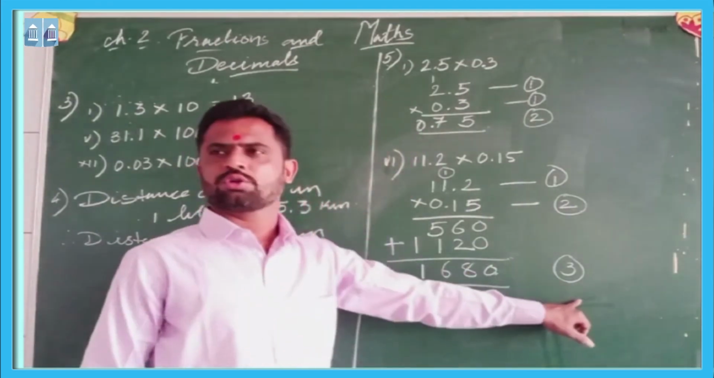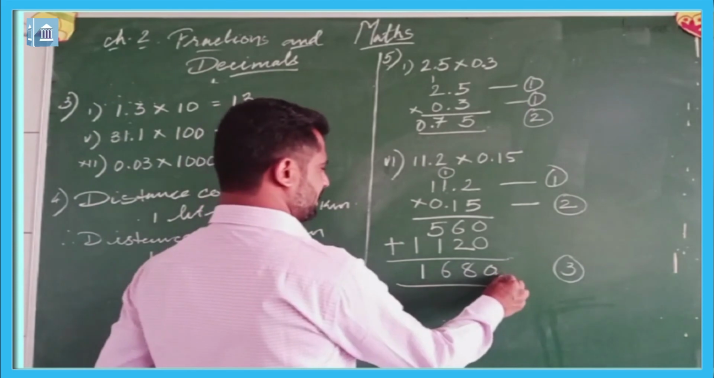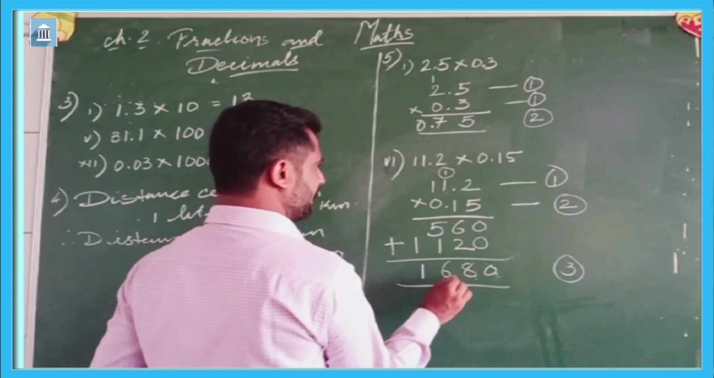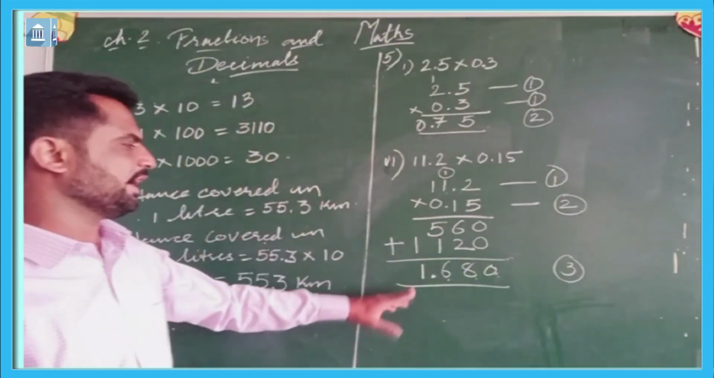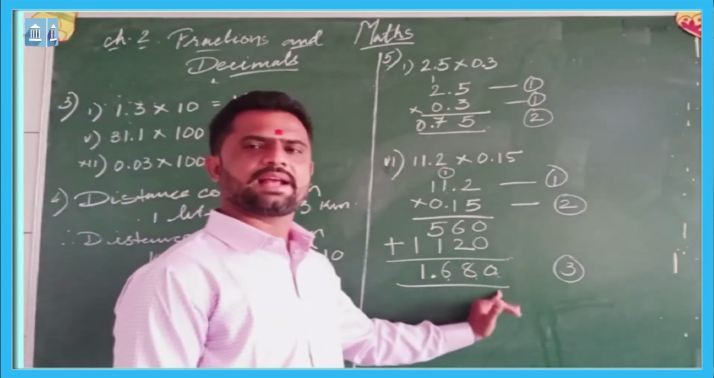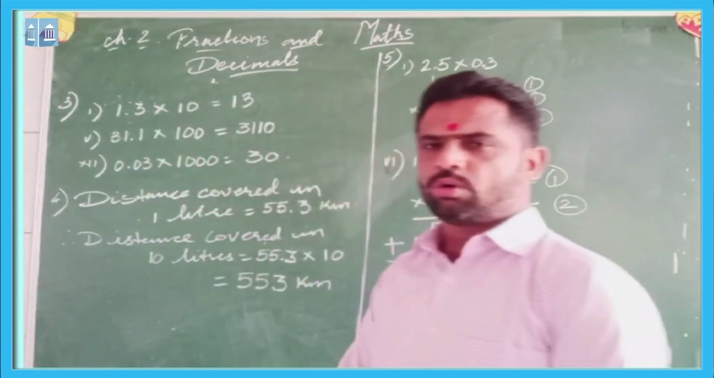Now here we have to count 3 digits from the right hand side, that is 1, 2 and 3. The point will come here, and so the answer is 1.680. The remaining sums you have to do at your home. Thank you.